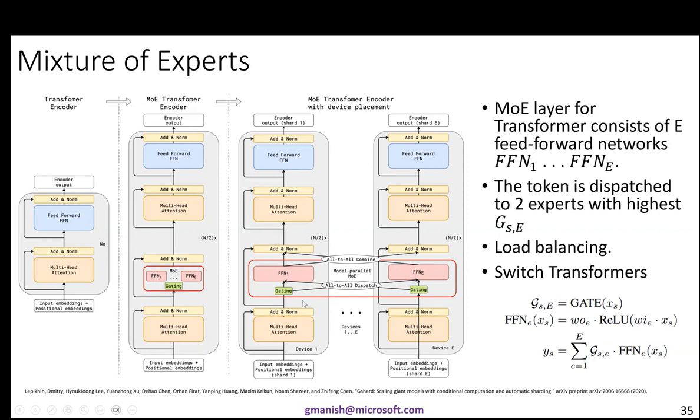So the first machine contains everything else the same, and just for these experts, the first machine will have only the FFN1 expert. Right? The second machine will have everything else, and then it'll have the FFN2 expert, and so on.